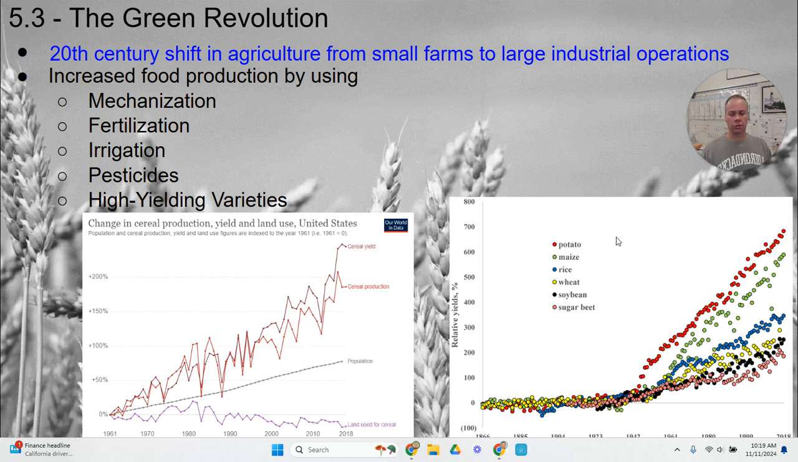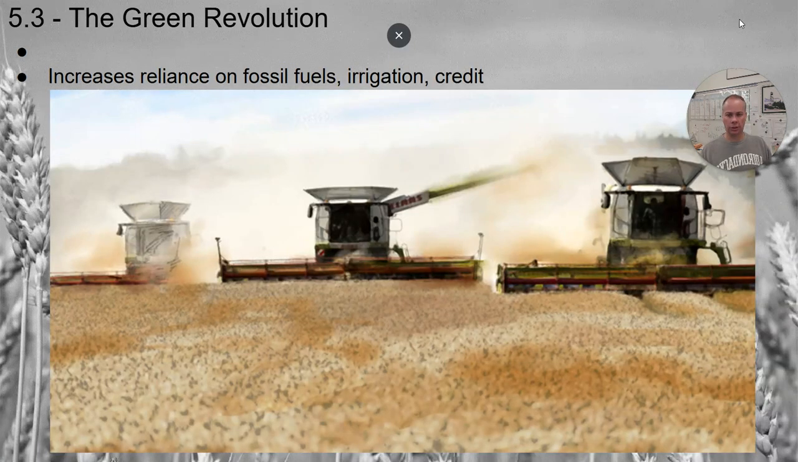We can see here on this graph on the right, this is again yield of different types of crops. You could see potatoes and corn, rice, wheat, soybeans, sugar beets, etc. over time. And what we see once you start getting into the Green Revolution in the 1940s and beyond, we see this rapid increase in yields of all of these crops. So that's what the Green Revolution is.